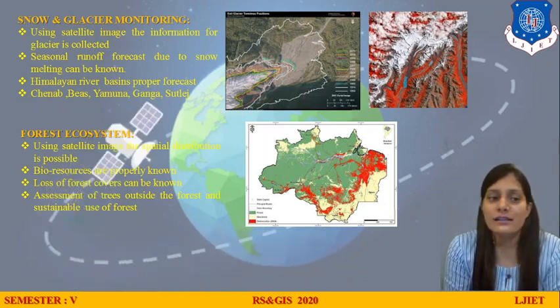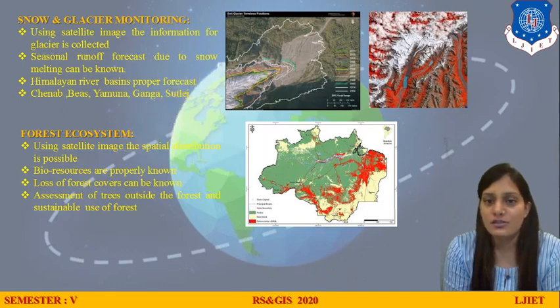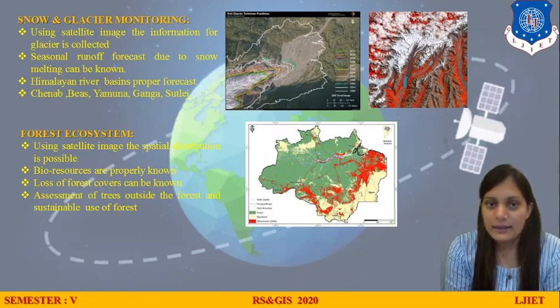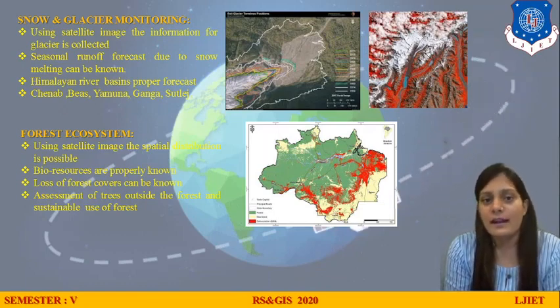Our main regions are the Chenab, Beas, Yamuna, Ganga and Satluj. These are the rivers where the snow melts and the water goes into them, right? So we need to properly maintain that.